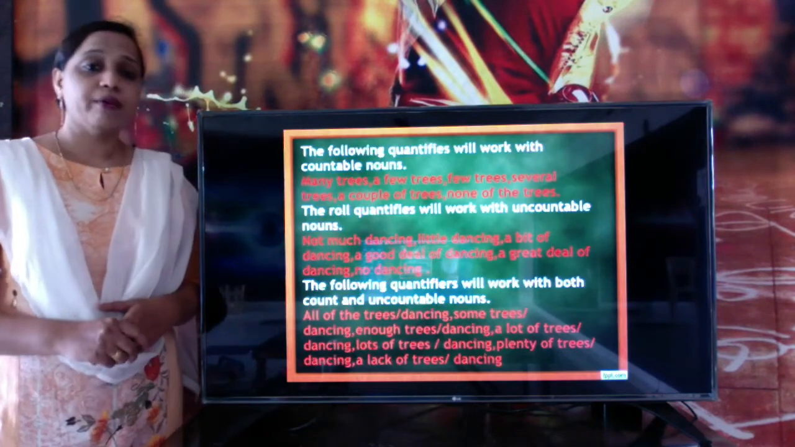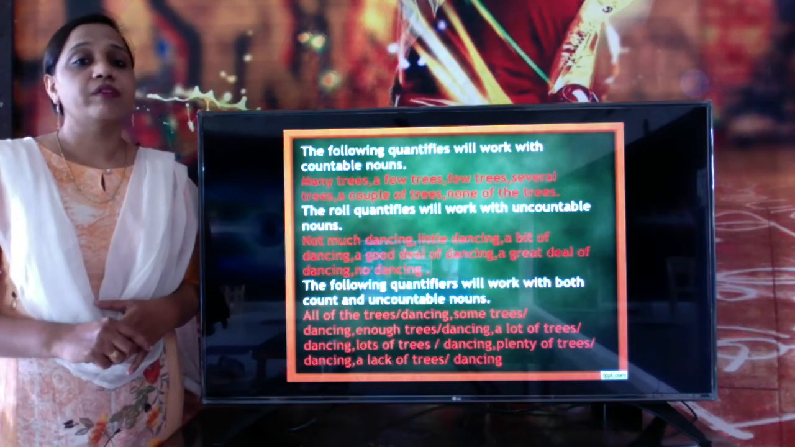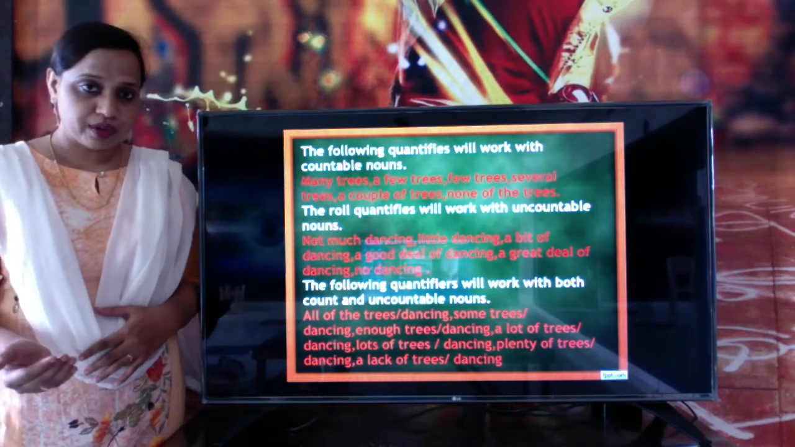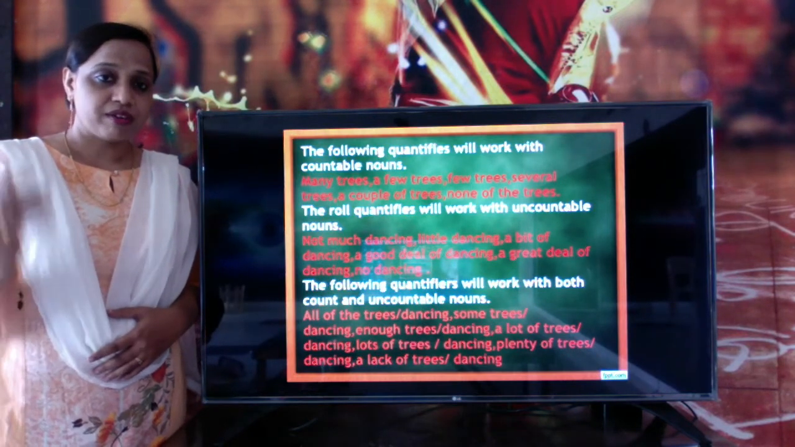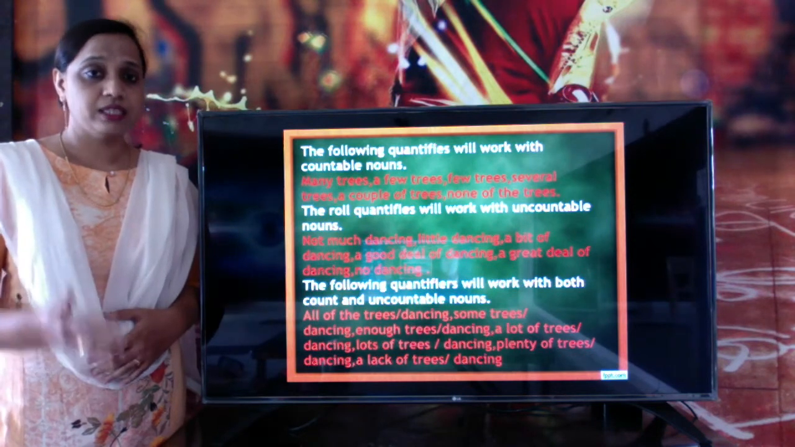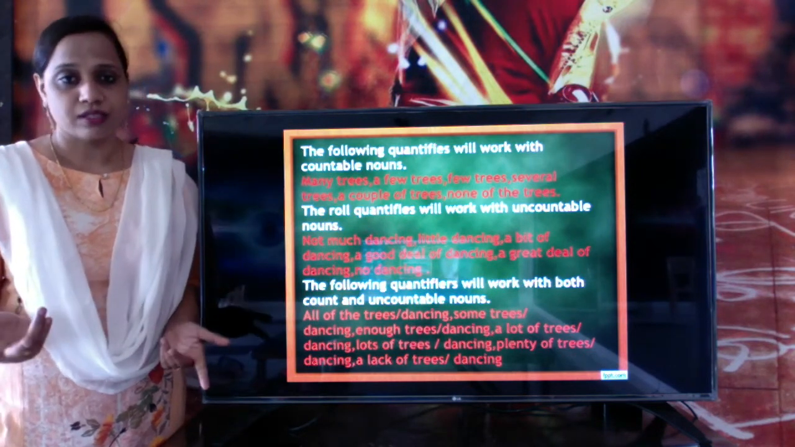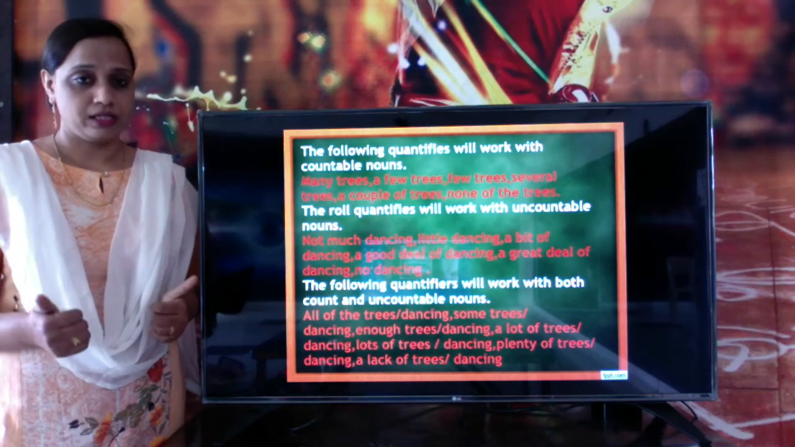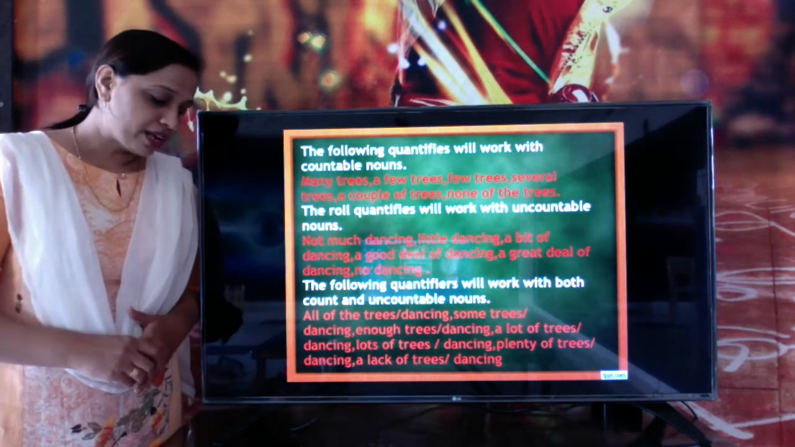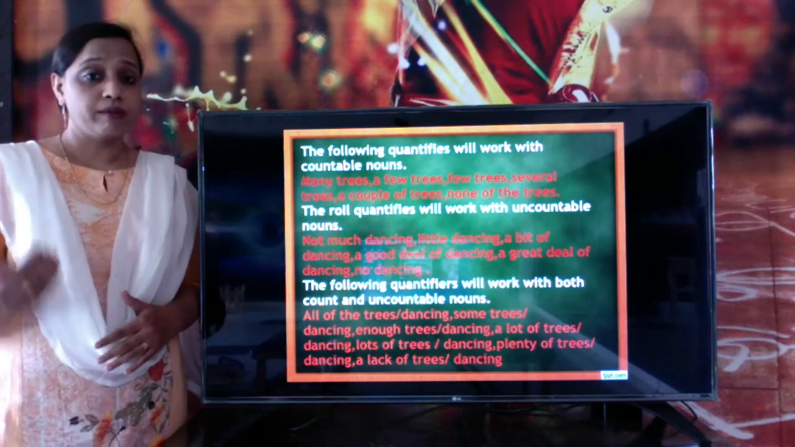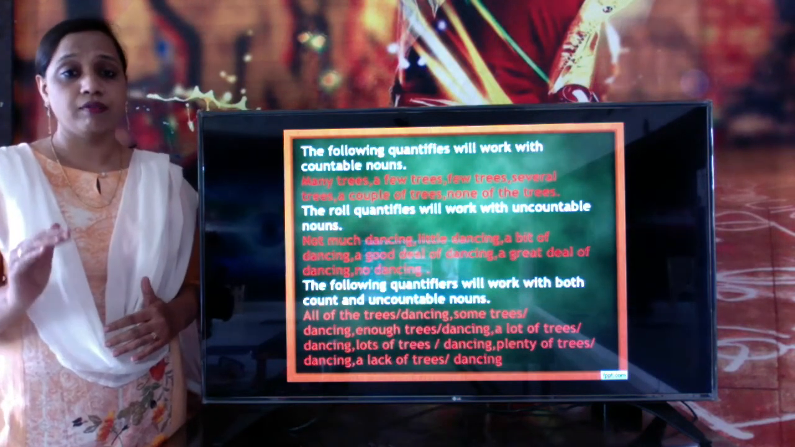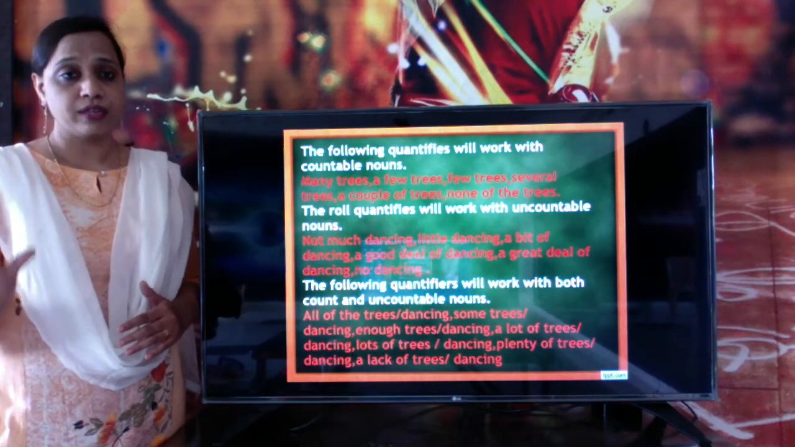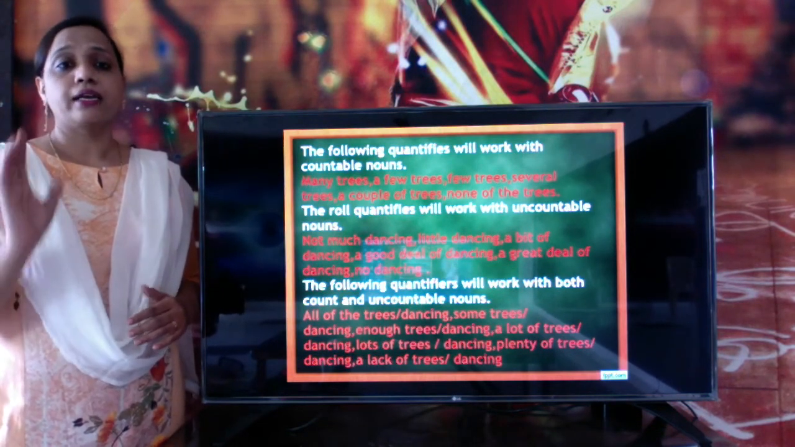Okay, the following quantifiers will work with countable nouns, like many trees, a few trees, several trees, couple of trees, and none of the trees. So such words are also quantifiers. Okay. The following quantifiers will work with uncountable nouns. There are some quantifiers which we use to show the quantity of something. Okay, they are uncountable nouns.